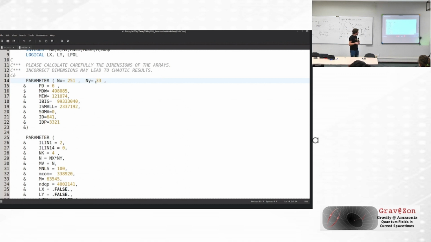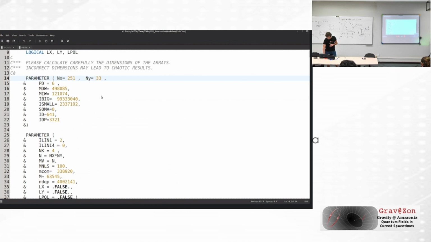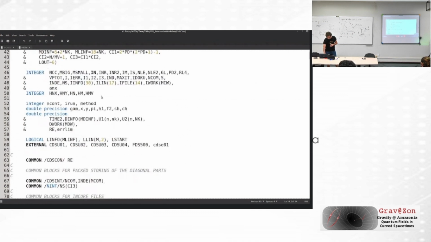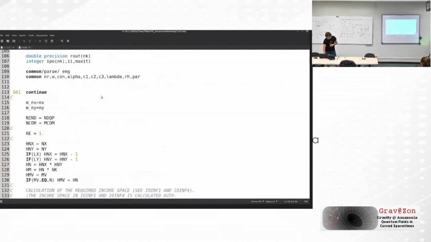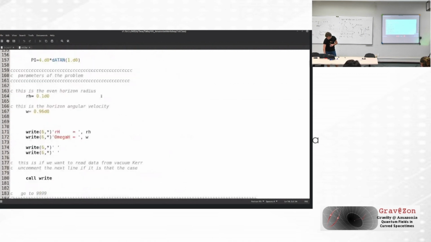And another one that is quite useful to know is this Ilean 1, which basically is the number of the linear operations to invert the matrices. But usually you don't have to change much in here unless you want to explore. Then there's a lot of functions that here you don't have to change.